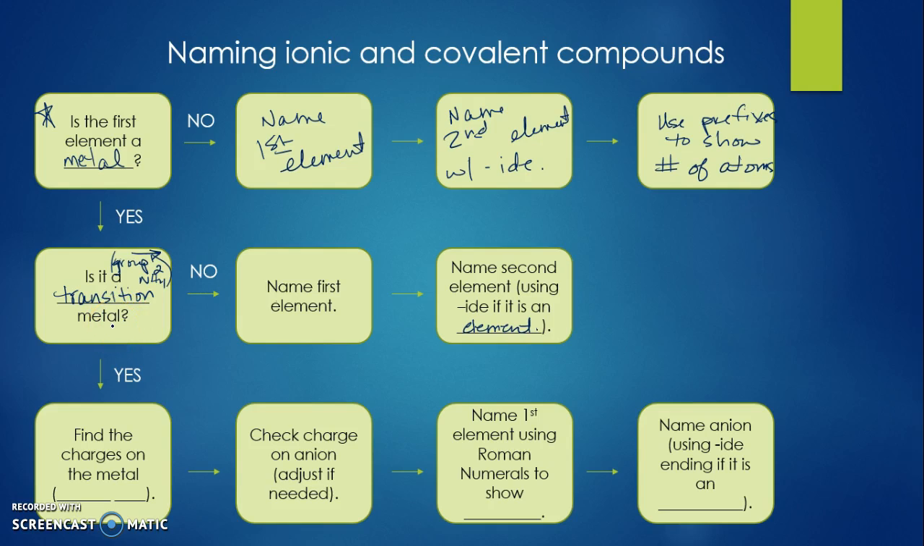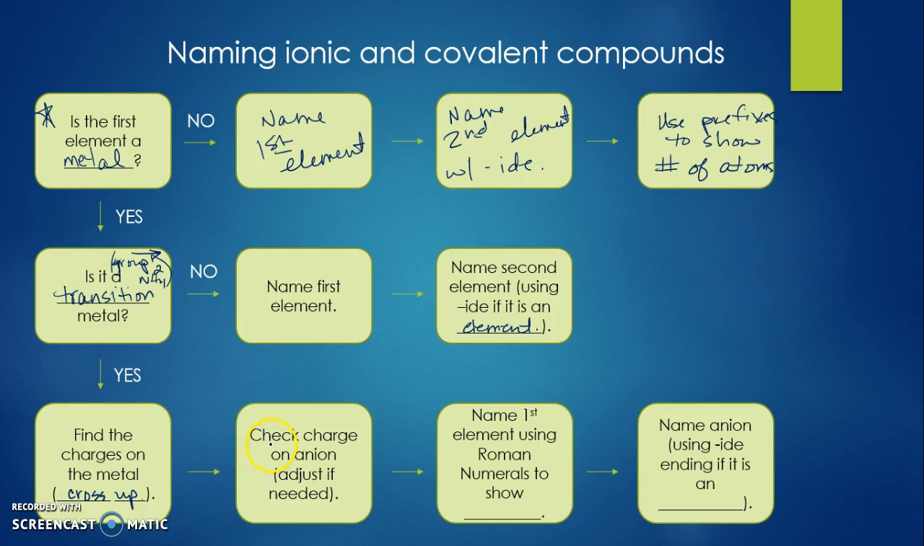All right, so the next question is, well, what if it is a transition metal? What if it's in that swimming pool or under the staircase? Okay, well, if that's the case, then we've got to find the charges on the metal. And how do we do that? Well, we cross up. Okay, we cross up our subscripts. Okay, don't worry. We'll practice.